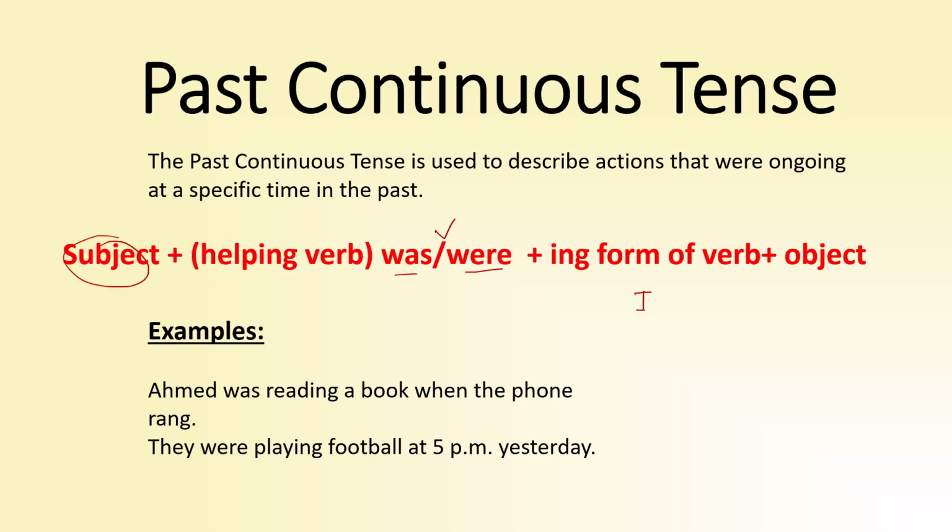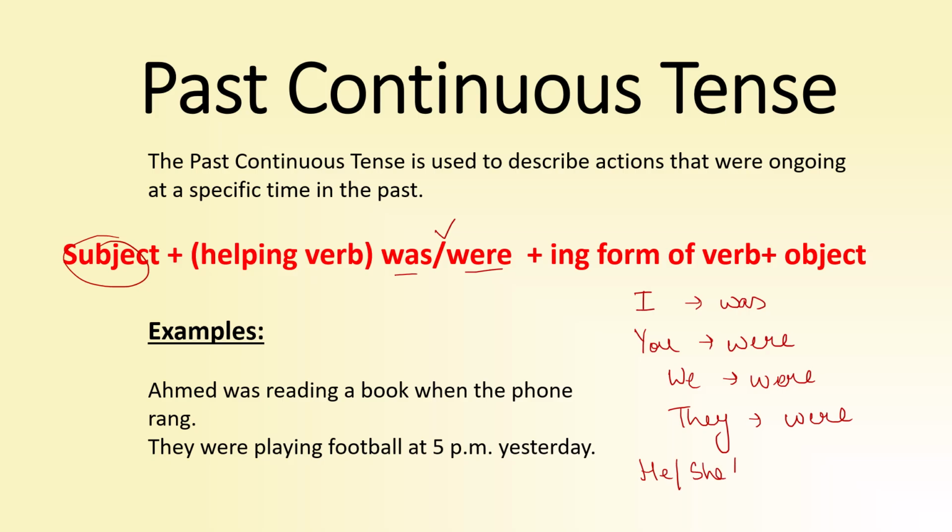If the subject is I, we use was. If the subject is you, we use were. If the subject is we, we use were. If the subject is they, we use were. If the subject is he, she, it, or any other name like Ram, we use was.